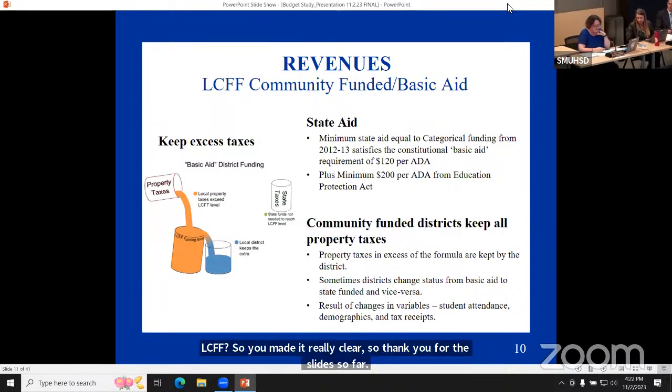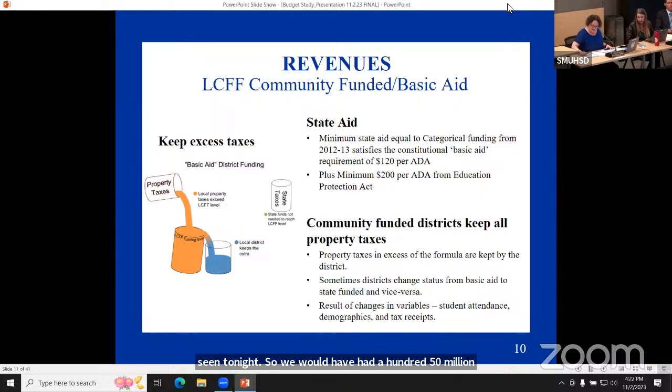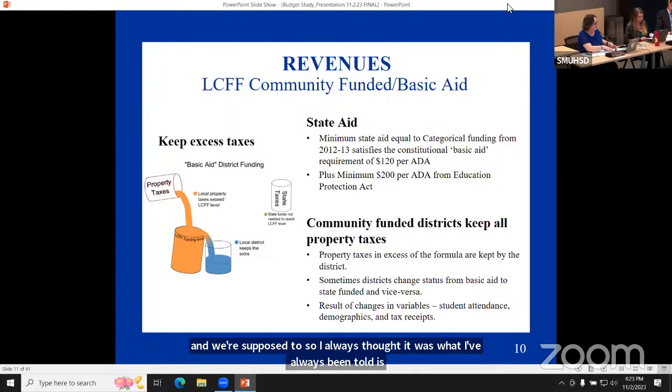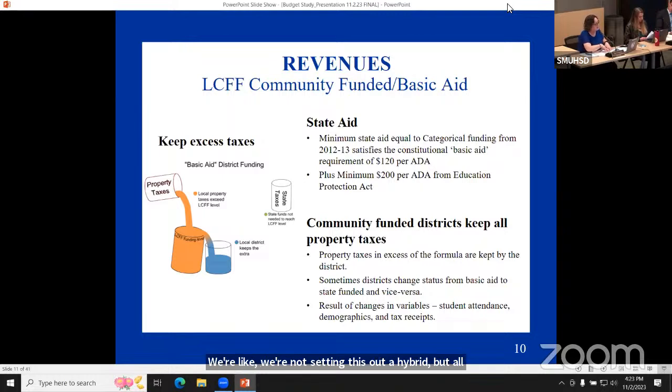So we would have had $115 million had we gone with the state funding, that would have been the guaranteed, but because we have $166 million from the property taxes, of course we take the higher, because who wouldn't, right? And we're supposed to. I've always been told you're either LCFF funded or you're a basic aid district. But looking through your slides, it looks like we're not necessarily a hybrid, but all the slides are mentioning our sources of LCFF.